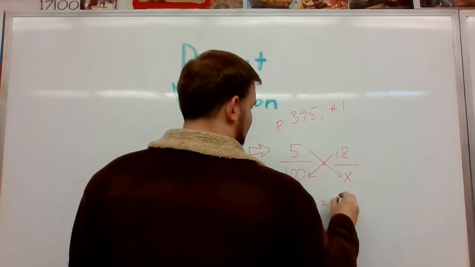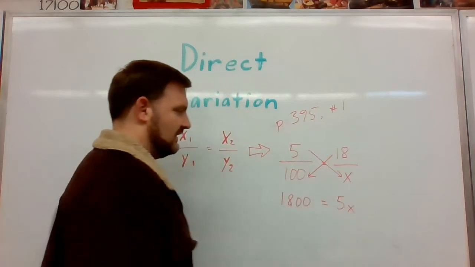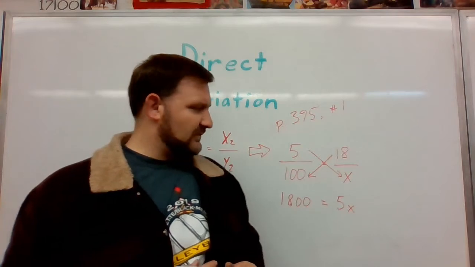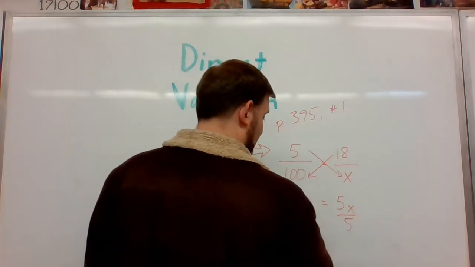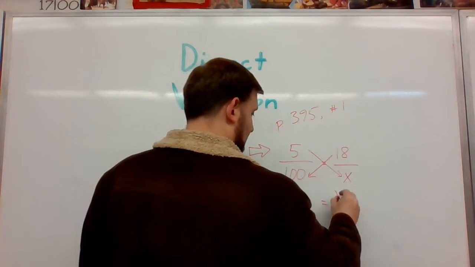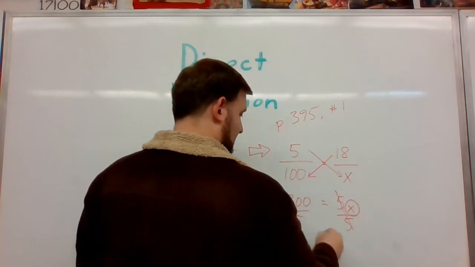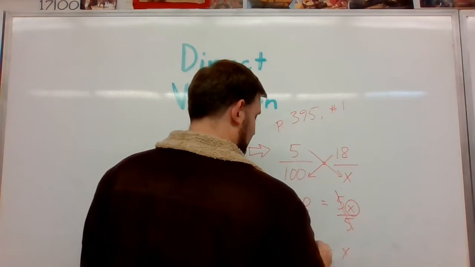5 times x is 5x. Now we have a pretty simple linear equation with no more fractions involved. We divide each side by 5 to isolate the variable. The 5's cancel, there's our x, and we're going to get x is equal to 360.